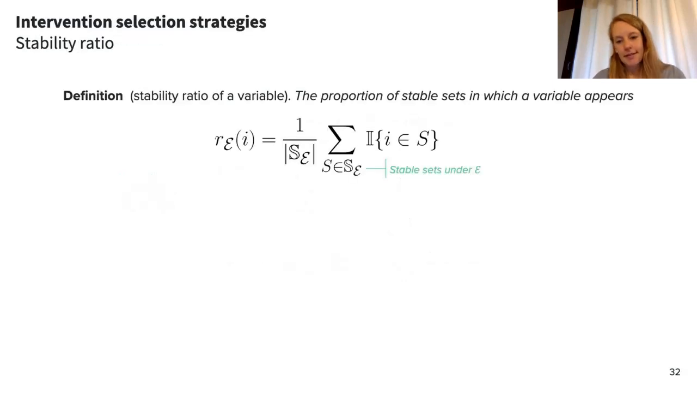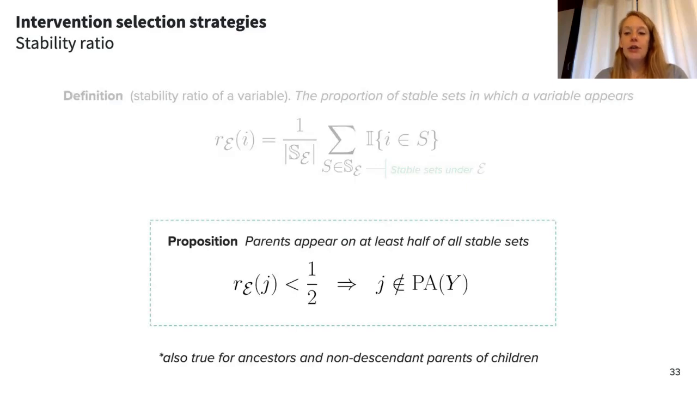So I said before that stable sets contain information about the graph structure. Perhaps most interesting for our purposes here is the so-called stability ratio. For that, we look at the proportion of stable sets in which a variable appears. For a given set of environments, script E, we have the stable sets, and for each variable we check in how many of these it appears. One can show that parents appear on at least half of all stable sets, regardless of where we intervene. So if the stability ratio of a variable J is smaller than 1/2, we know it's not a parent. The important point to realize is that the converse is not generally true.